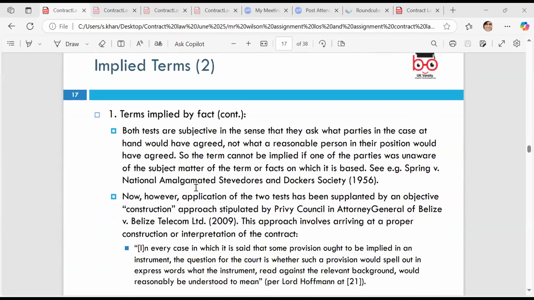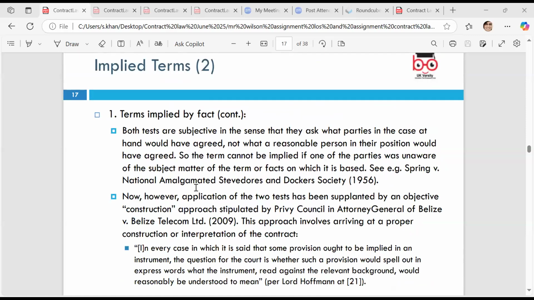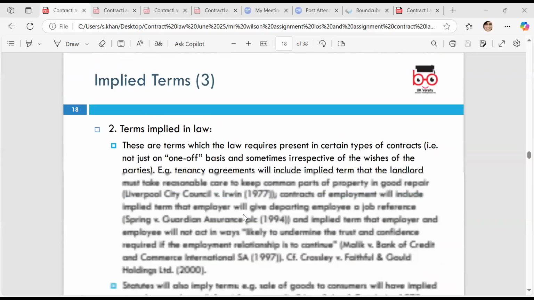The next one is terms implied by fact, where terms are subjective in the sense that we ask what the parties in the case at hand would have agreed. So, what a reasonable person would have agreed at that time. And the case in regards to that is Spring and National Amalgamated Stevedores and Dockers Society 1956.